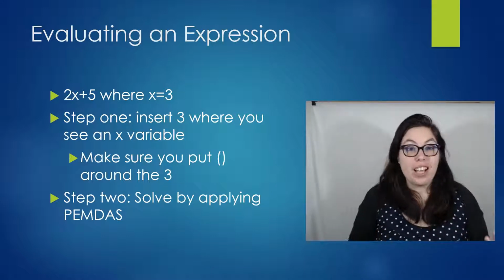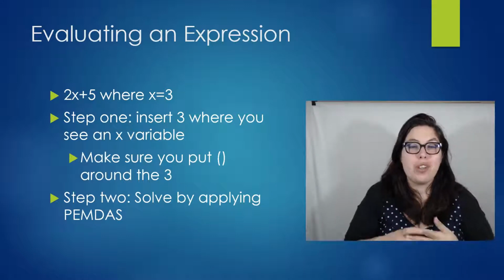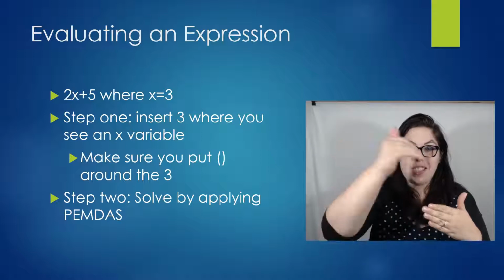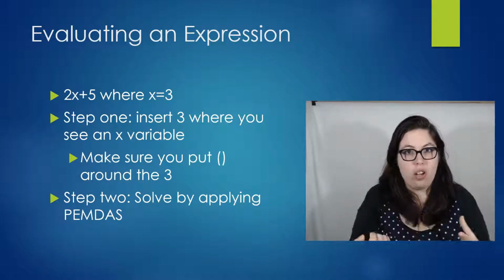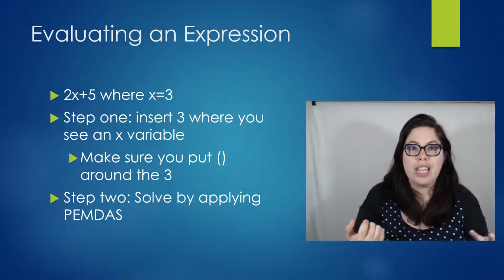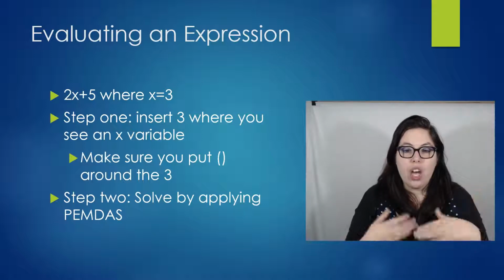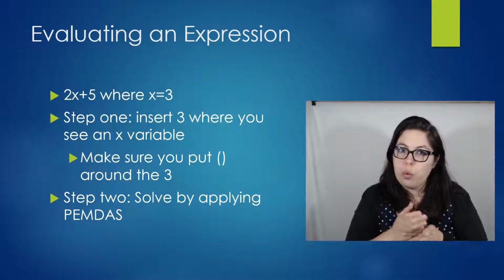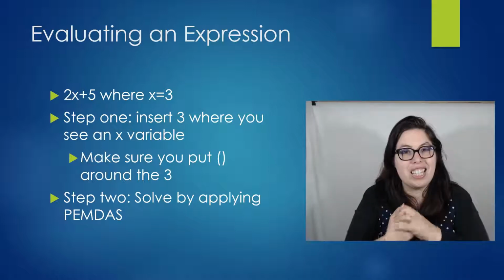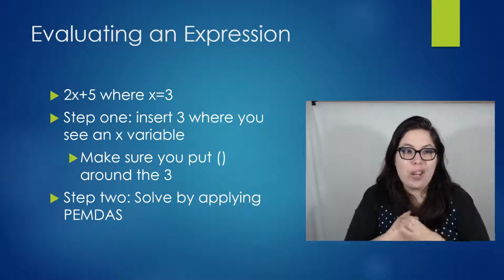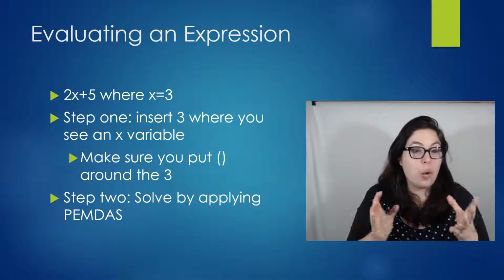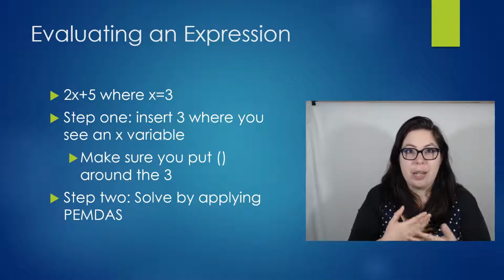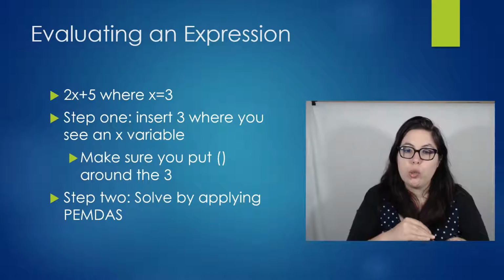All right, so when we're evaluating an expression, this is where we're going to substitute a number in for our unknown variable. So in the expression 2x plus 5, our unknown variable is x. That's our placeholder until we know what x is. But in this case, they tell us what x is. So x equals 3. So everywhere that I see an x in my expression, I am going to put a 3.